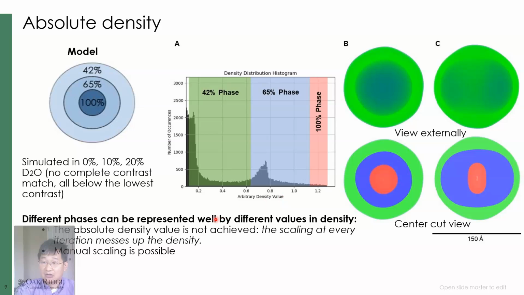So we figured out that the scaling process for the structure factor from different contrasts is likely to mess up the density values, so they are not realistic absolute density. And of course, if you look at the histogram, we can differentiate the phases well, and we can scale them manually very well.